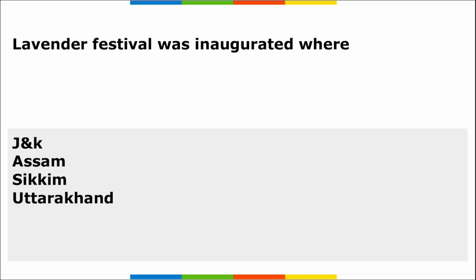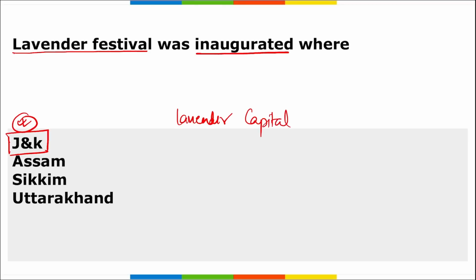Next. Next is Lavender Festival. It was inaugurated where? So Lavender Festival was held in Jammu and Kashmir. First question, directly remember. Next, which city has emerged as the lavender capital of India? Tell me, which is the lavender capital of India?